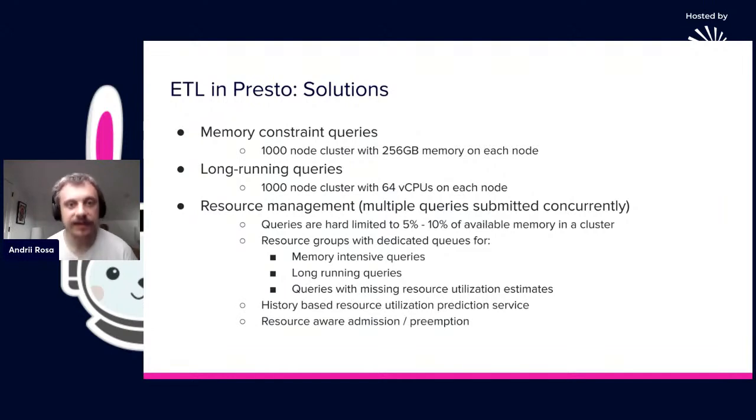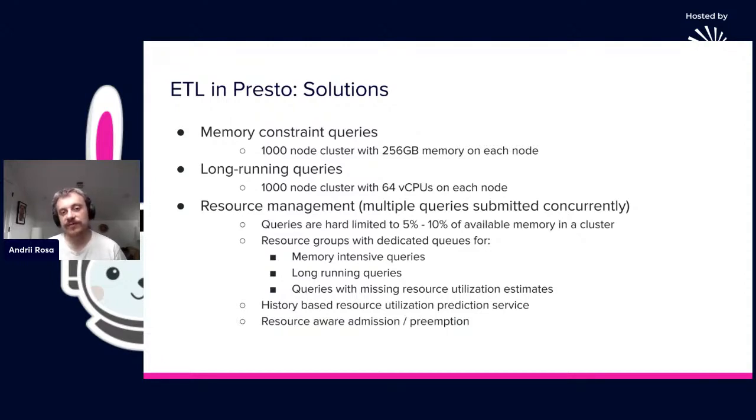So how did we address this? How was it addressed at Facebook initially? Basically, the idea was, okay, let's just deploy these massive clusters, like 1,000 nodes each with 256 gigabytes of memory on each node. With that big amount of memory, it is unlikely for a single query to run out of memory. This is just a lot of memory. Also, with 64 vCores available on each node, it is hard to imagine what a query has to do to run for hours. So usually, the queries tend to not be too long running with all these resources being available.